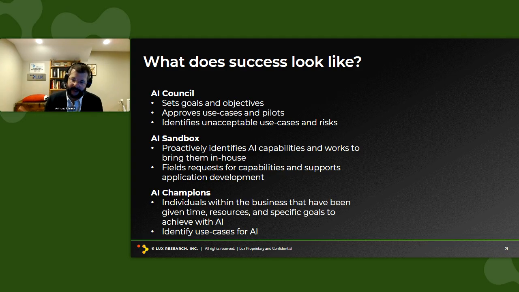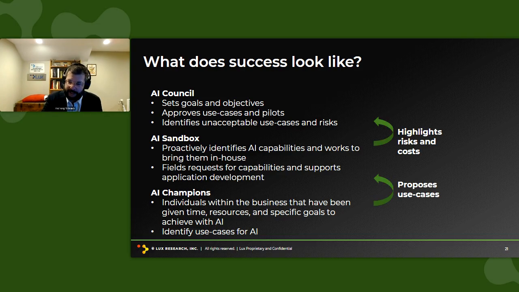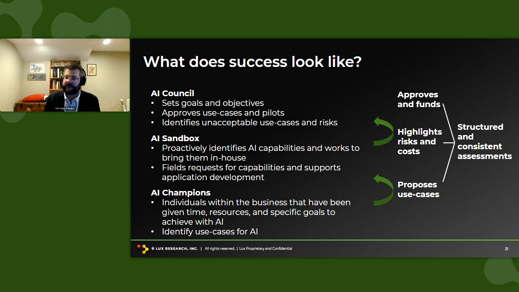And then lastly, you need AI champions. And these are people within the business who have been given time and resources and goals to achieve with AI, right? And they're the ones who are best positioned to identify the use cases for AI. But it's very important, you've got to give these people time. If you just add this on top of their day job, they're not going to be able to do it. And so in a good system, you have these champions proposing up use cases to the sandbox, who's highlighting the risks and costs to the council, who's approving and funding this. And all of this should be done in a structured and consistent way.